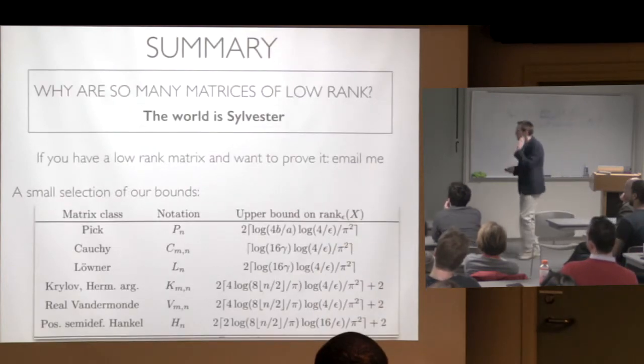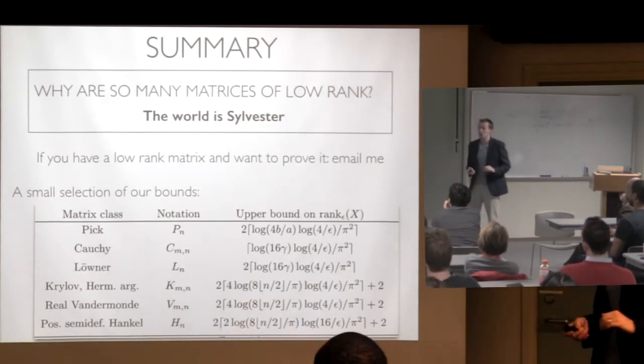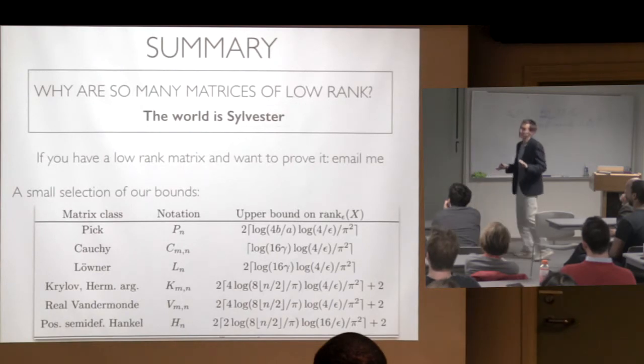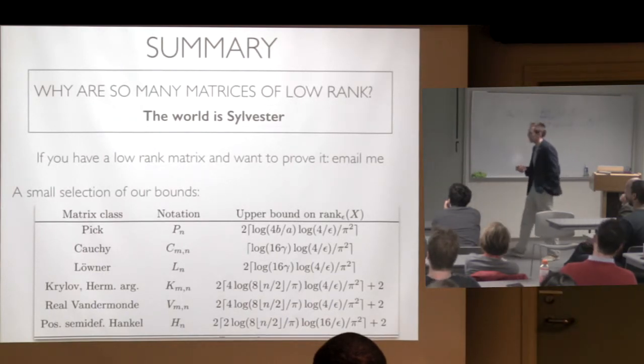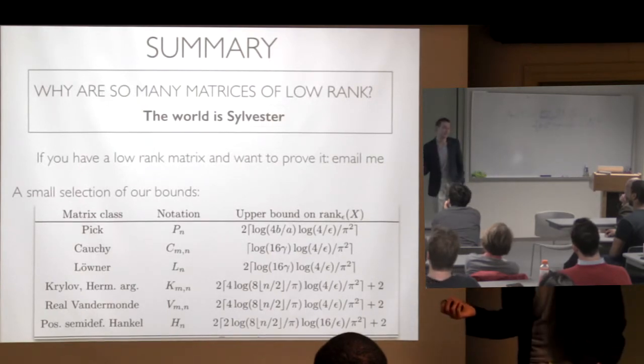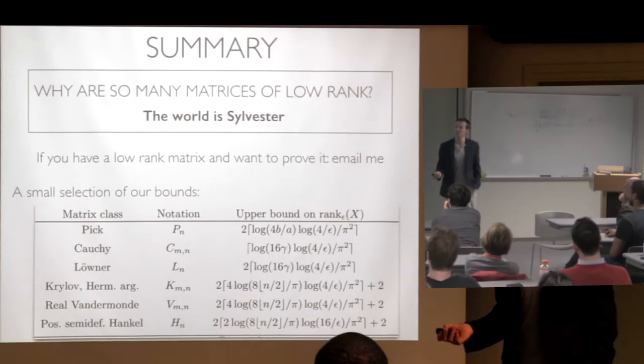So why are so many matrices of low rank? My answer is the world is Sylvester. Don't ask me why Sylvester. I don't know why Sylvester. But if you have a low rank matrix and you have the A, B, and F, I can generate the singular value bounds for you. If you don't know the A, B, and F, we've got to brainstorm.